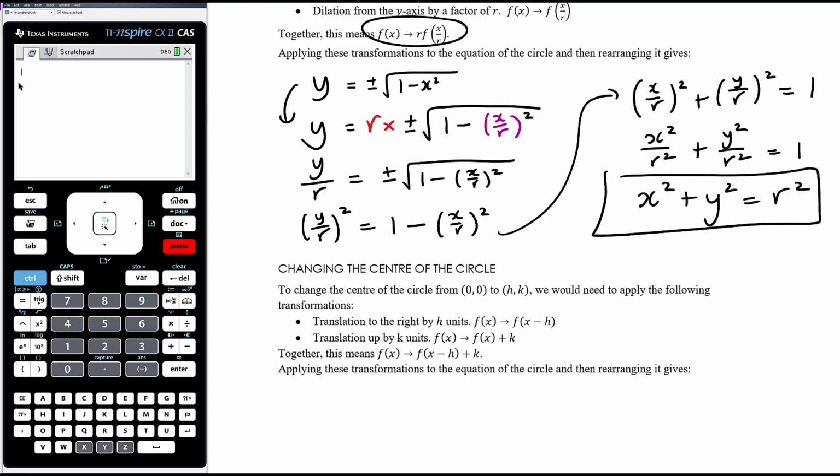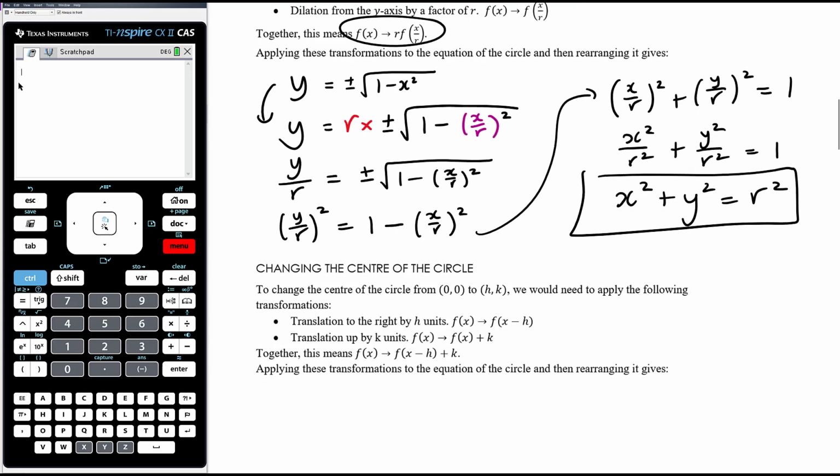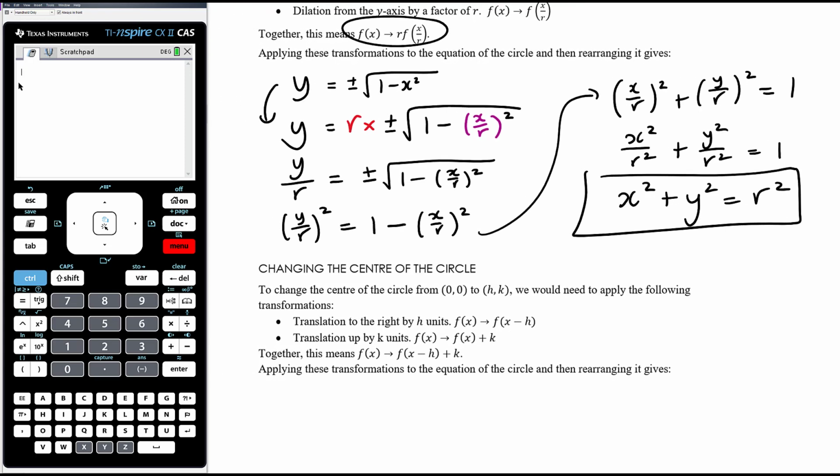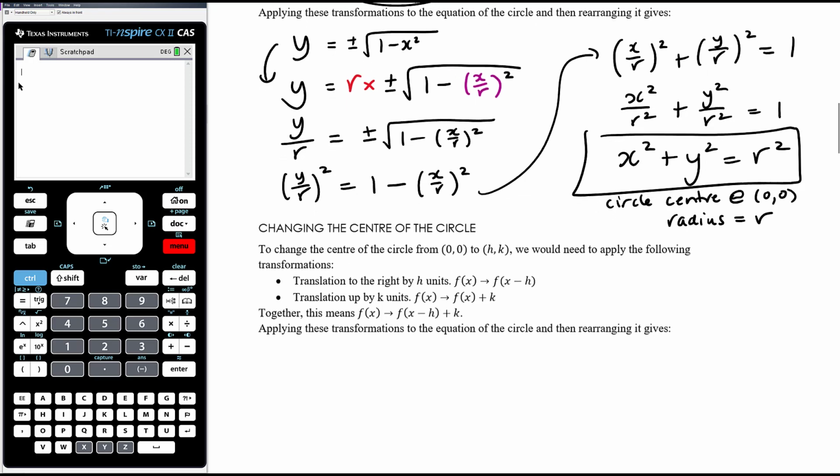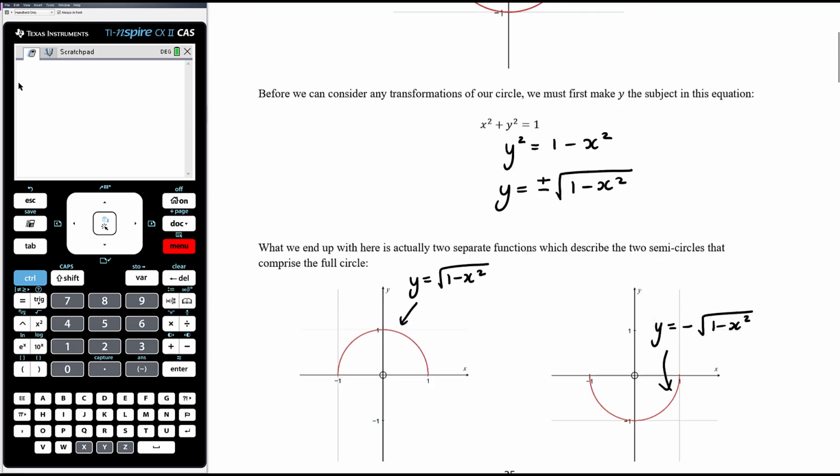And so that is the equation of the circle after we've dilated it by a factor of r from both the x and y axes, and hence we've changed the radius to be r. So this circle has its centre at 0, 0 still. We didn't do any translation, but its radius is now equal to r because we've dilated by r in both directions. If we were to change the centre, as I said, we would need to translate. Okay, so let's go back to our circle.